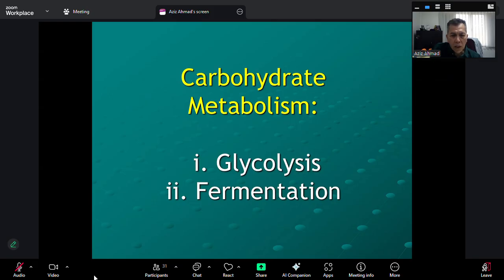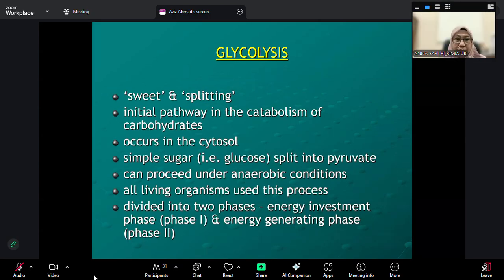Okay, now we go to glycolysis. Glycolysis can be divided into two phases. As I mentioned previously, we have to ask the 3W1H. The first question is where the glycolysis takes place. And then what are the substrates for the glycolysis? And then how glycolysis happens and why glycolysis happens.